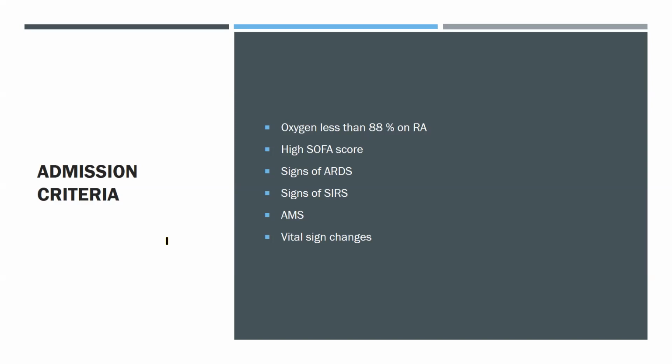So if their oxygen saturation is less than 88% on room air, it's a slam dunk. If you can prove that when they ambulate, it goes below 80%, it's a slam dunk. If they have a high SOFA score, it's a slam dunk. What's a SOFA score? It's how comfortable your couch is from a scale of 1 to 10.